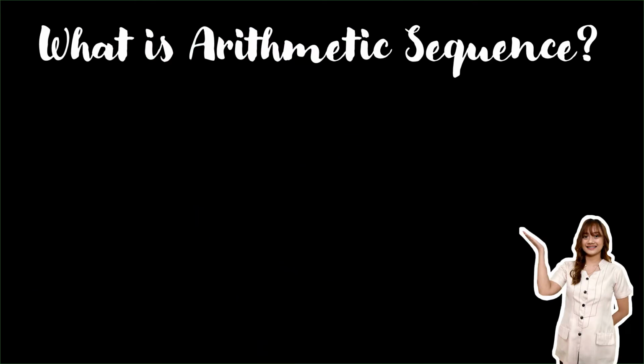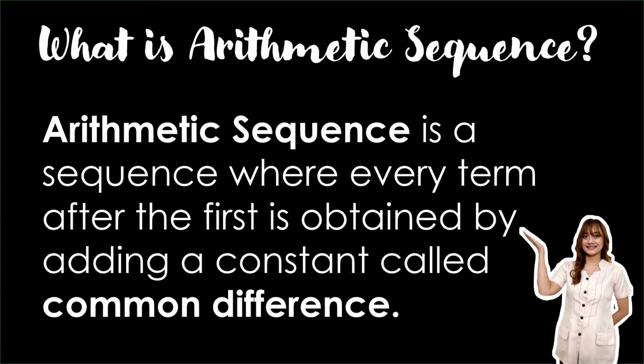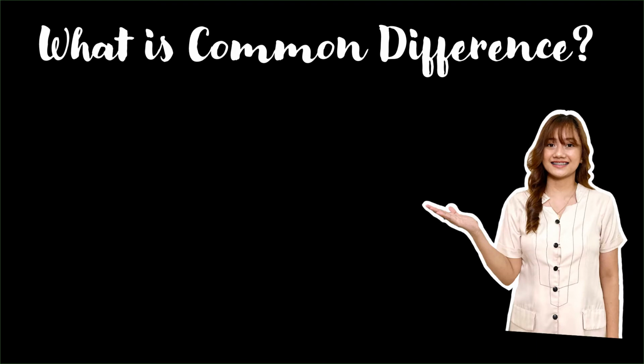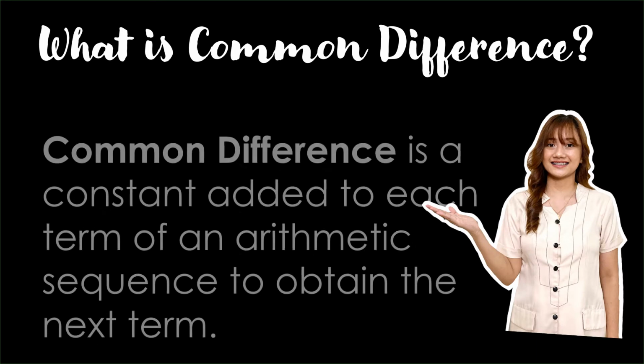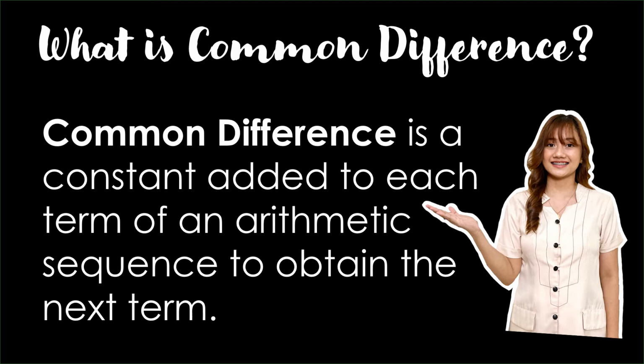Now, what is an arithmetic sequence? Arithmetic sequence is a sequence where every term after the first is obtained by adding a constant called a common difference. Now, what is a common difference? A common difference is a constant added to each term of an arithmetic sequence to obtain the next term.